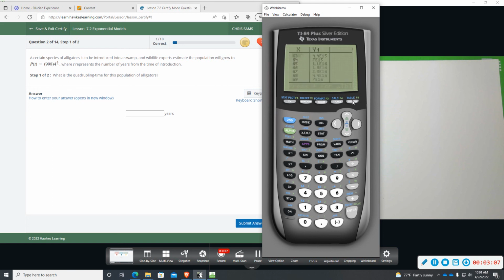Alright, and then I'm going to do second graph. So we want to know when this is quadrupling. I can just hold the arrow up and go all the way back to 1. You can do table set with second window, and I can just enter 1, so it starts me back at 1. Then I go back to second graph to do the table. So I want to know when this is going to quadruple.